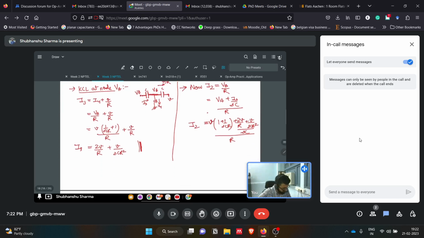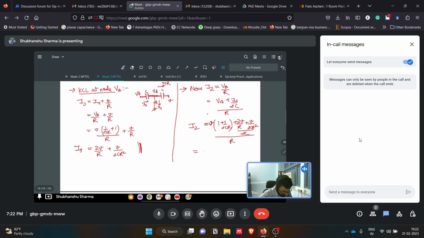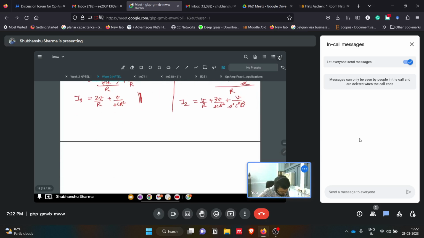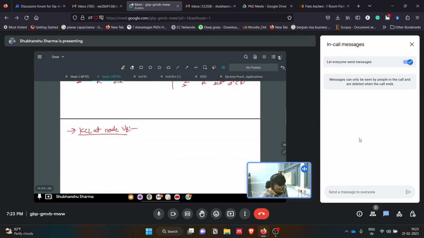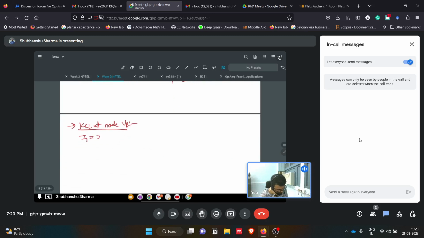Then finally, after simplifying, I2 will become V by R plus 3V by SCR square plus V by S square C square R cube. Now we will apply KCL. So we got I3 here, we got I2 here. Then we will apply KCL at node VB. So what is that? I1 equals I2 plus I3.